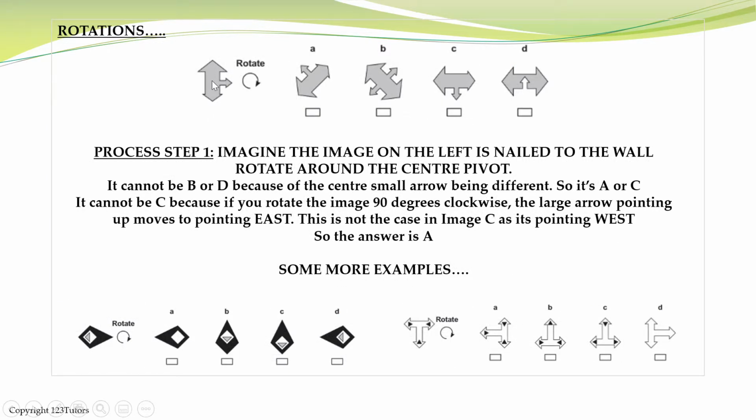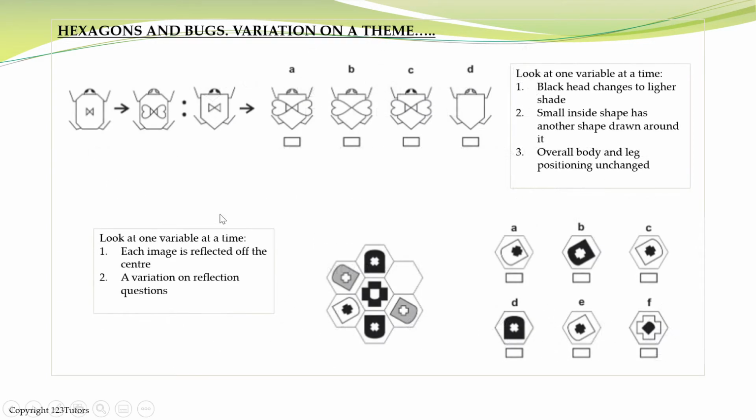Rotation, imagine the pin stuck in the middle and rotate it clockwise. It can't be B or D because you've got two arrows there and you've got one arrow there which is not the same as this here. You've got a shaded arrow there, that's a white hollow arrow. So as you rotate it around, could it be C? Well, it can't be because the big arrow there rotates 90 degrees to the right. It's a small arrow there. So by deduction it can only be A, and if you were to rotate it all the way around you would see A as the answer. A couple more examples for you to try there.